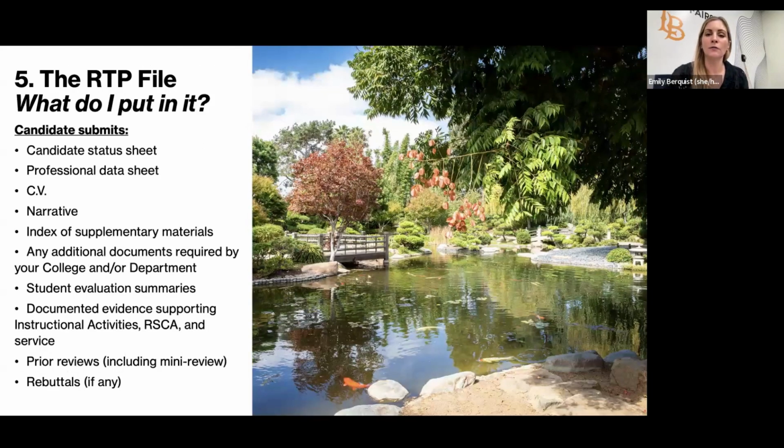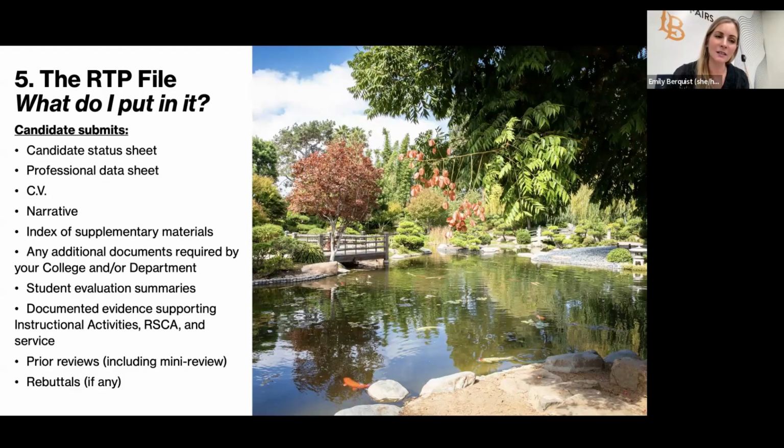So the RTP file, what do I put in it? These are sort of the basic pieces of your RTP file. Your candidate status sheet, your professional data sheet, and your CV. Again, these vary by college, so you want to look at your college policy for what the actual requirements are. But this is sort of the baseline here. And the professional data sheet, yes, it's basically rewriting your CV in a different format. Your narrative, that's the story you're telling of how and why you deserve tenure and promotion at Cal State Long Beach. So that's certainly a very important piece of this.